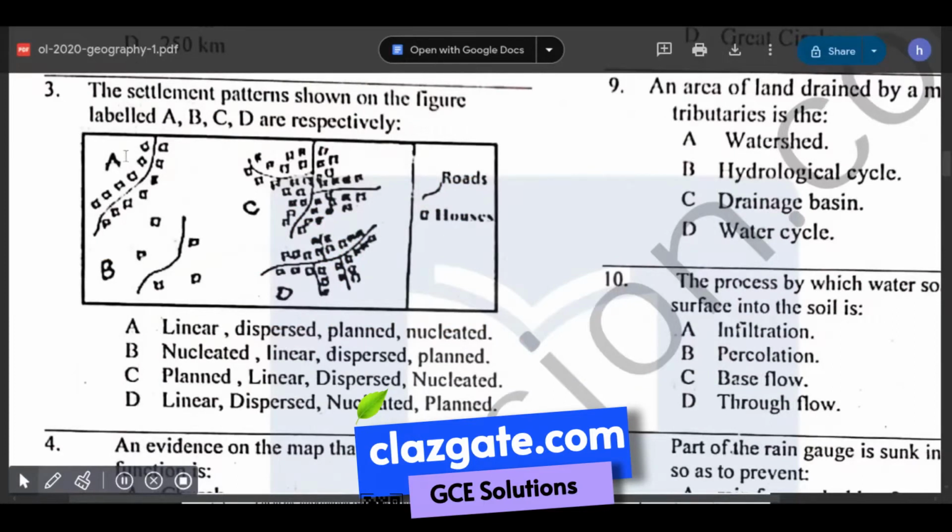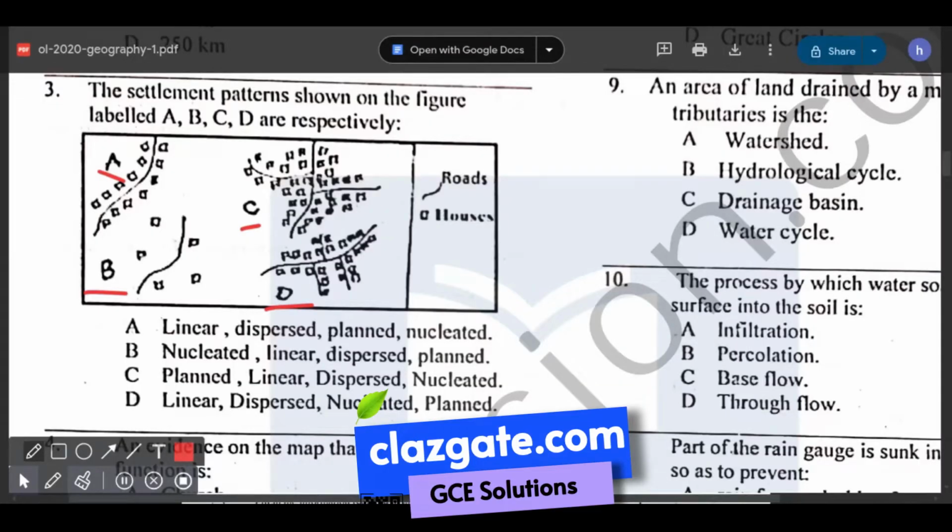Question number 3 is telling us that the settlement patterns shown on the figures labeled A, B, C, D are respectively, this is A, this is B, this is C, and this is D. What is the settlement pattern of A? The settlement pattern of A is linear, because the buildings are arranged in a line. Look, you're seeing the buildings are arranged in a line, so it's linear.